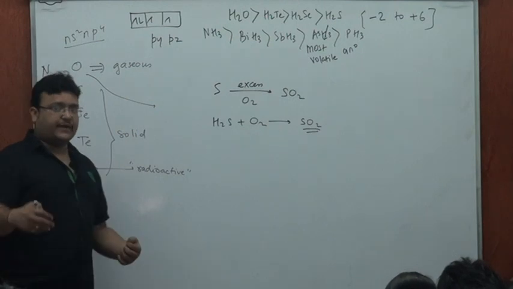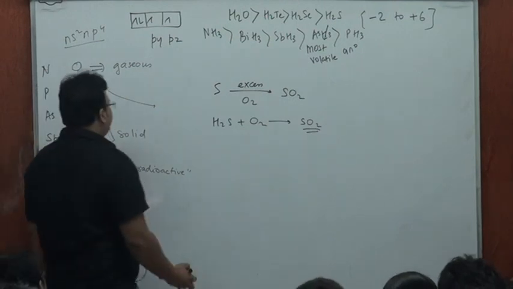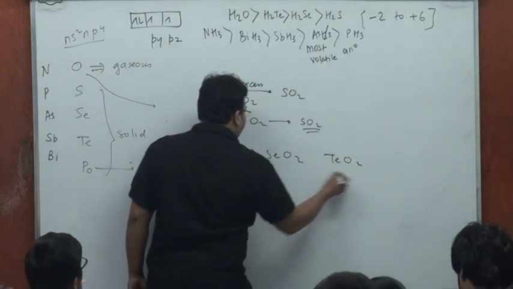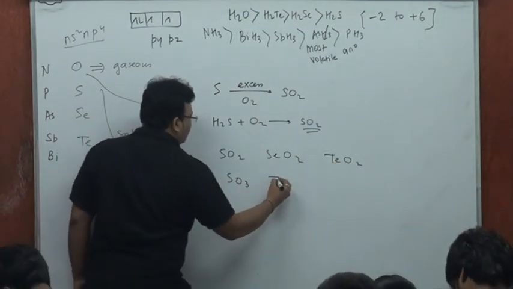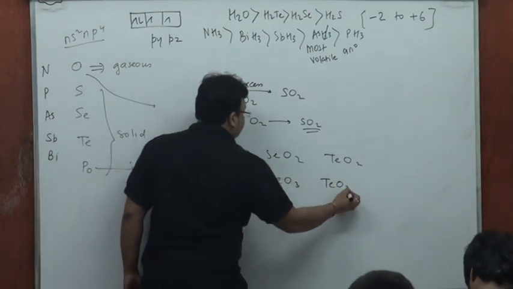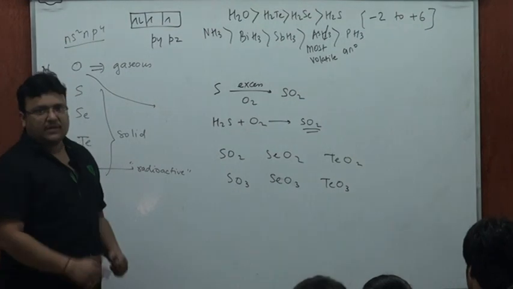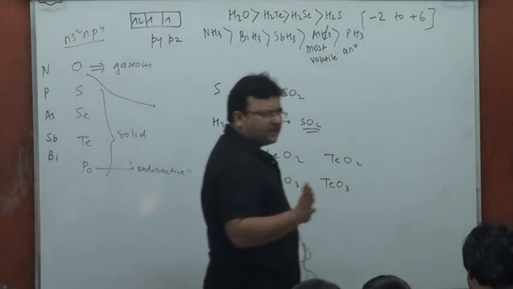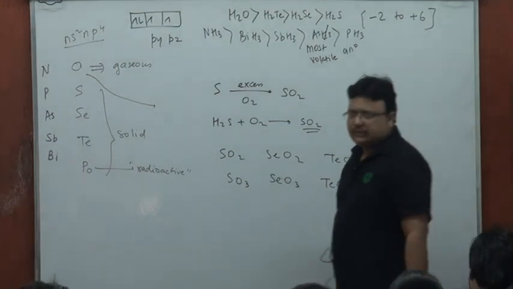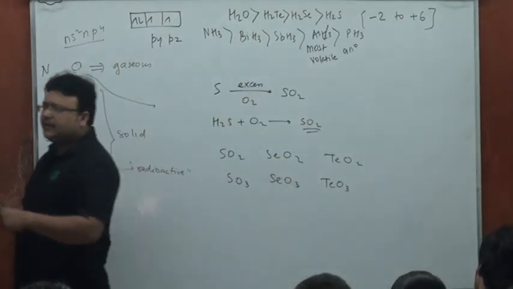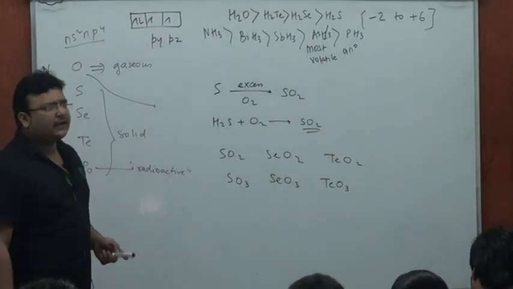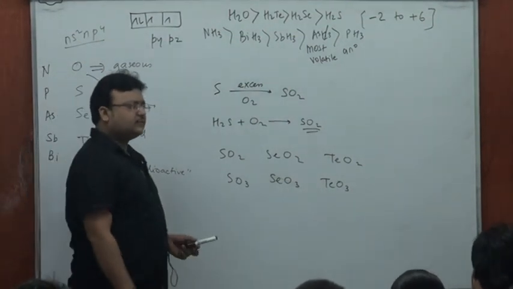Although group 6 is going to have dioxides and trioxides, very quickly SO2, SeO2, TeO2, and we also know about the corresponding trioxides. They're supposed to be acidic oxides, electronegative oxides, yes or no? Metallic oxides are supposed to be basic. All right.